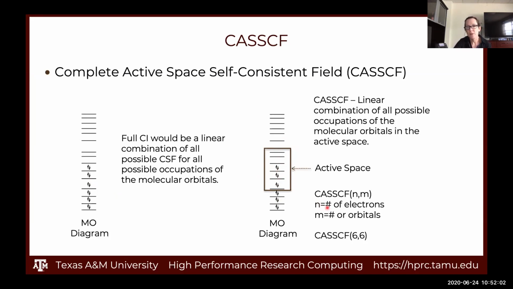So normally you have a certain number of electrons and a certain number of orbitals, and then it does all possible combinations of occupancy in these orbitals for these electrons. Okay, so the terminology is CAS-SCF, electrons and orbitals. So this would be a 6-6, 6 electrons and 6 orbitals, and all possible combinations.